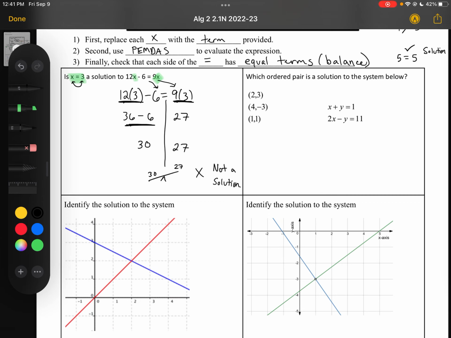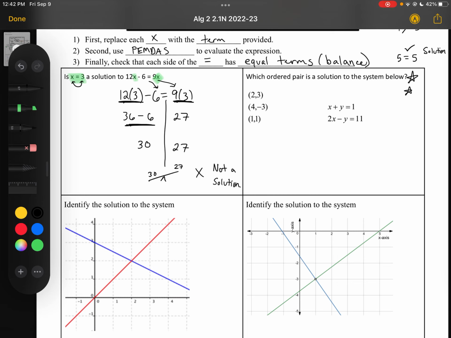So I'm going to let you try number 2 now. Which ordered pair is a solution? Be careful. Maybe multiple of them are solutions, so you want to make sure you're testing each one. And they also have to be solutions for both. So go ahead and answer this now. Which one of these ordered pairs or multiple ordered pairs is a solution to both equations listed below?